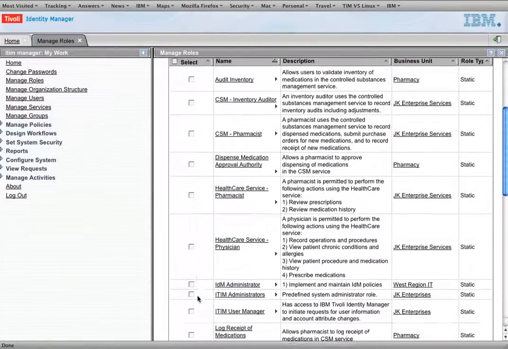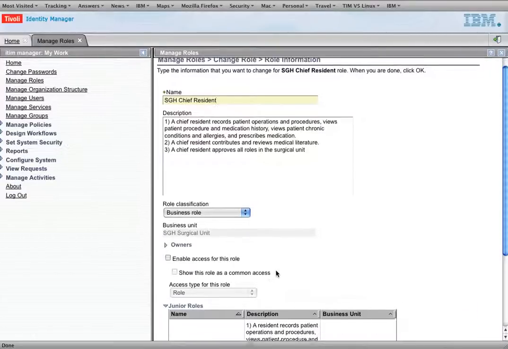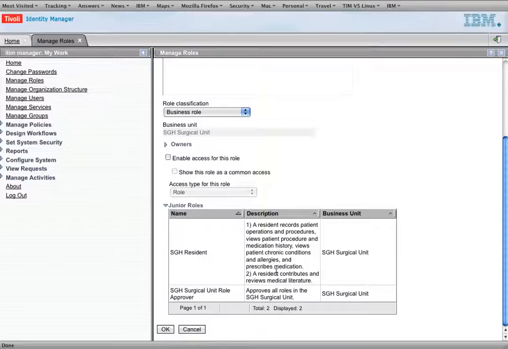So if we want to see what roles are underneath this master role, we can just open it up and see that there are two junior roles, SGH Resident, not Chief Resident, and SGH Surgical Unit Roles Approver. And this role is going to play something important right now in the demonstration.